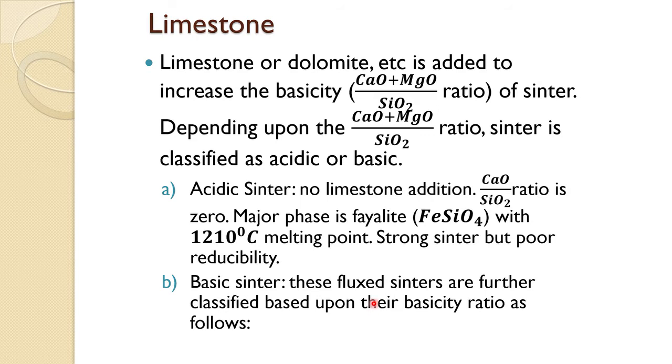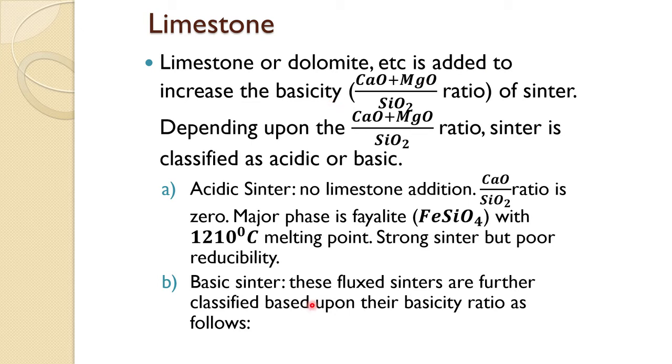Limestone is very important. As we said, it is better to use limestone during sintering than in the blast furnace, so you can save the coke. Limestone or dolomite is added to increase the basicity.